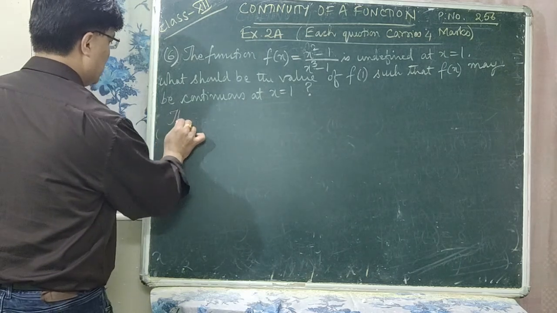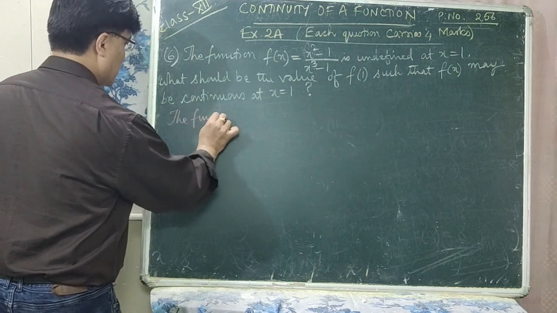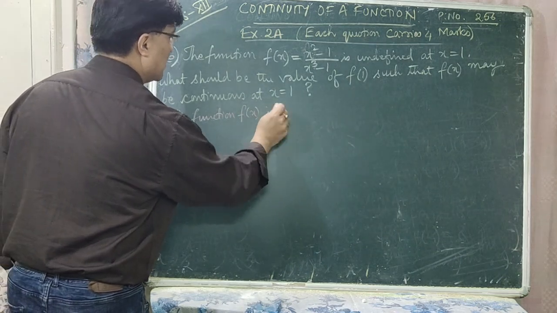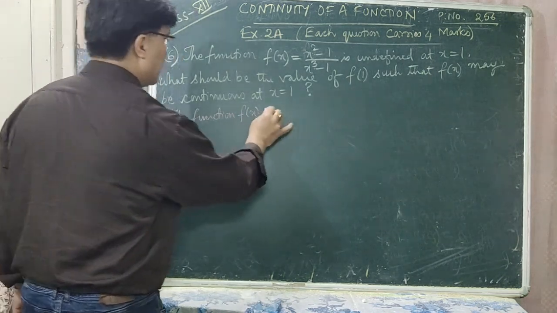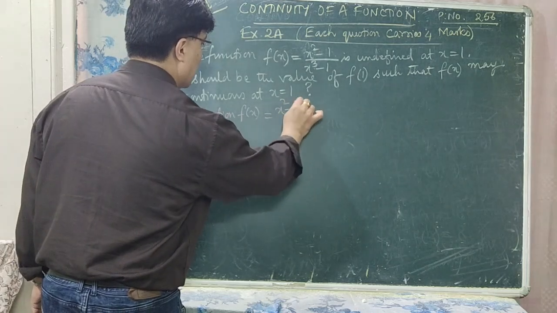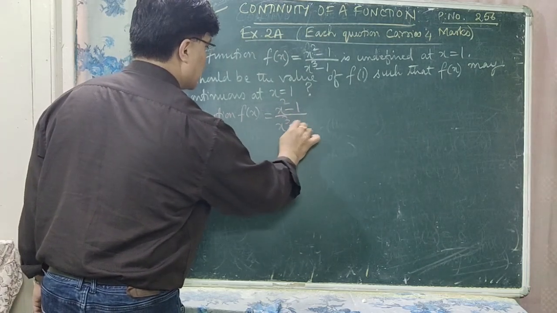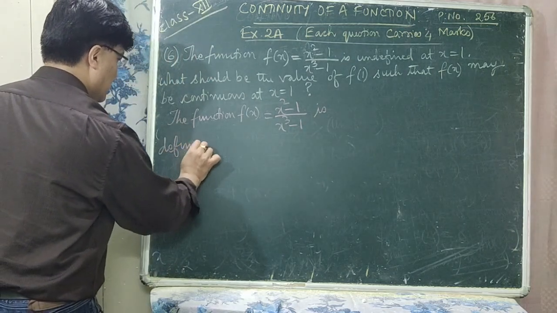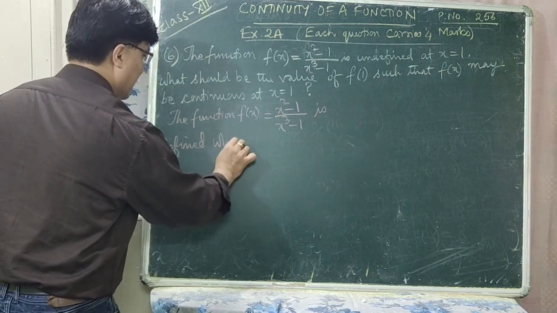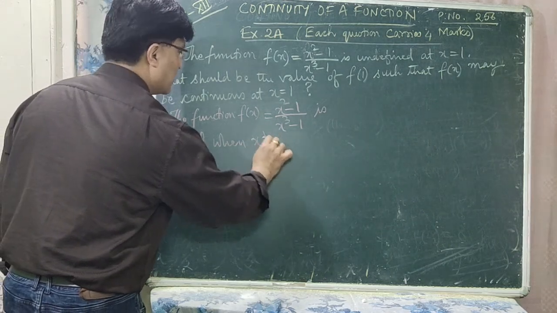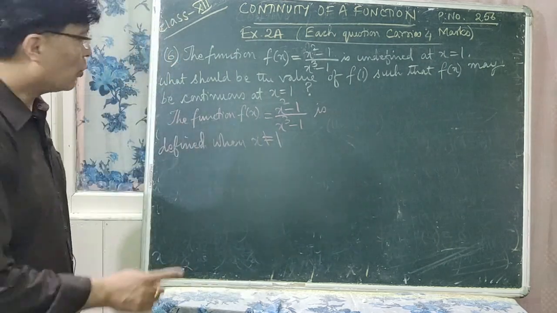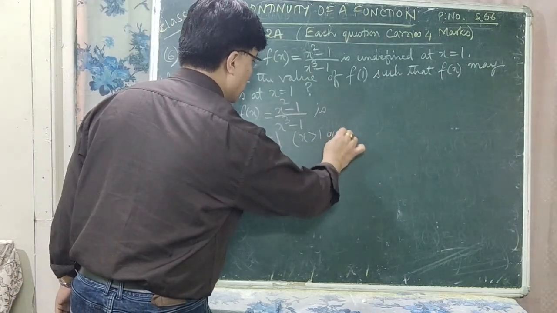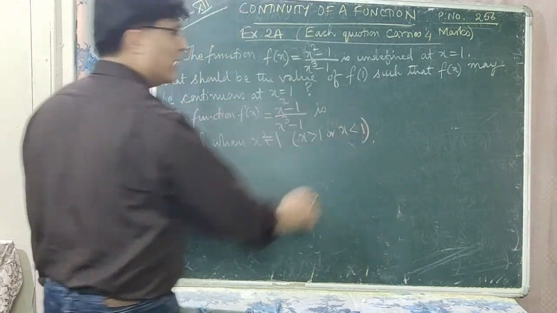The function f of x is equal to x square minus 1 upon x cube minus 1 is defined when x not equal to 1. So what is the meaning of x not equal to 1? Either x greater than 1 or x less than 1.